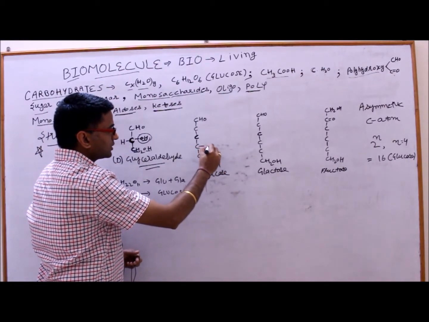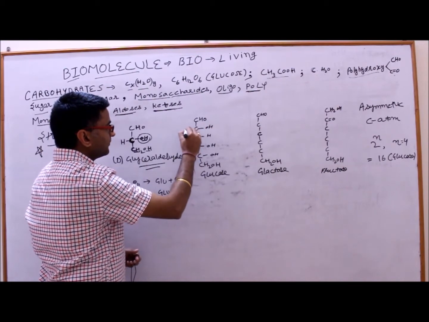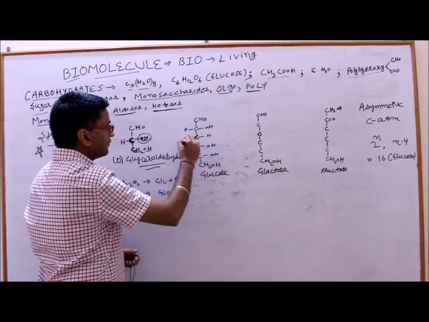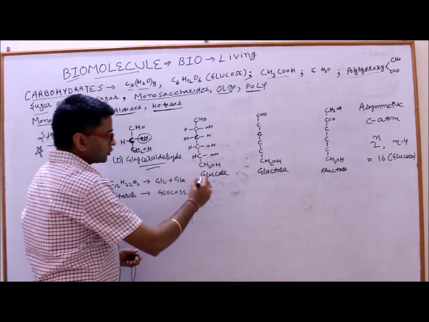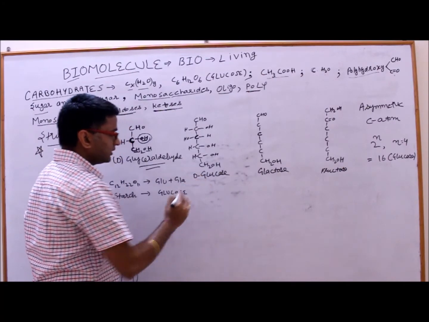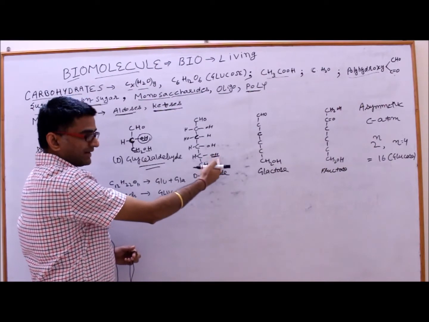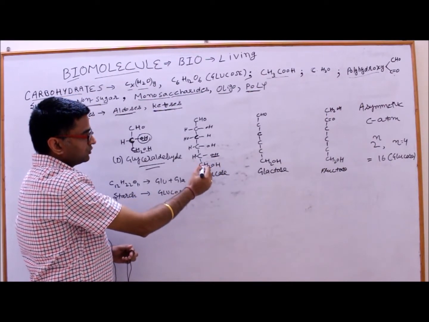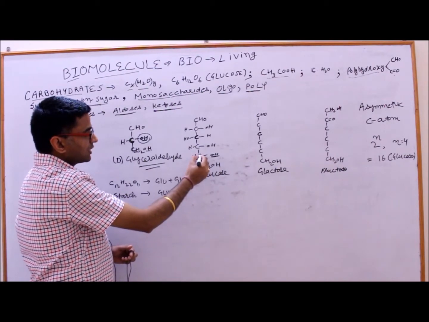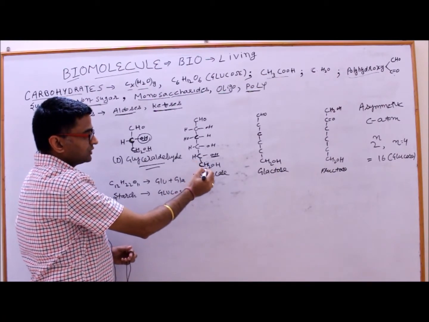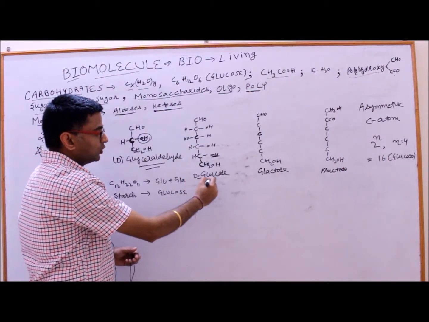In case of glucose, let's draw the full structure. Right hand side OH, right hand side OH, right hand side H, right hand side OH. We have H, we have OH, we have H, we have H. Okay, so this is also D-glucose. Why? Because OH is on the right hand side with respect to this CH2OH. In other words, the OH which is attached to the carbon next to CH2OH is on the right hand side. So we call it D-glucose.